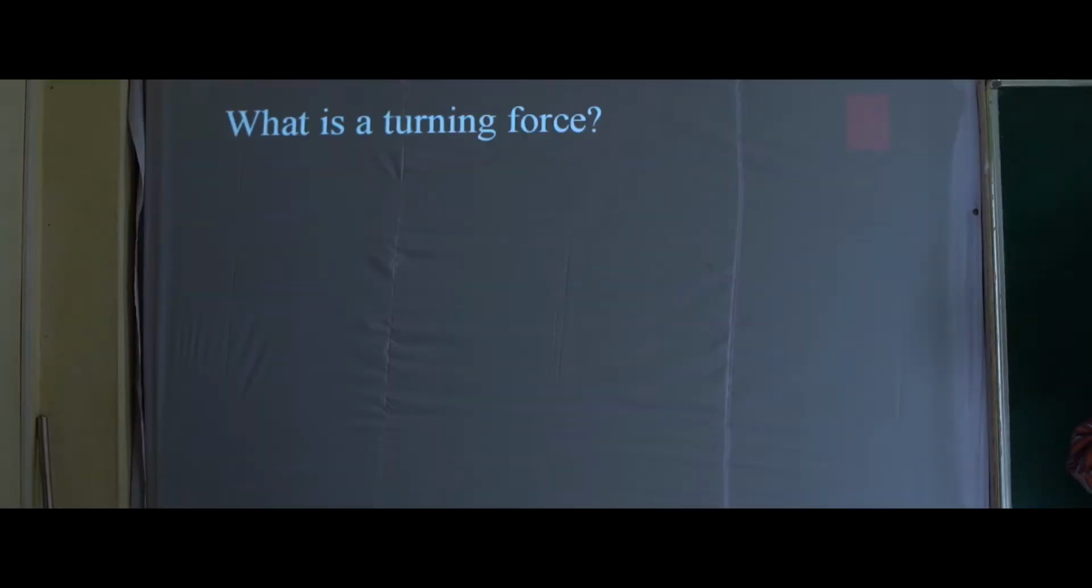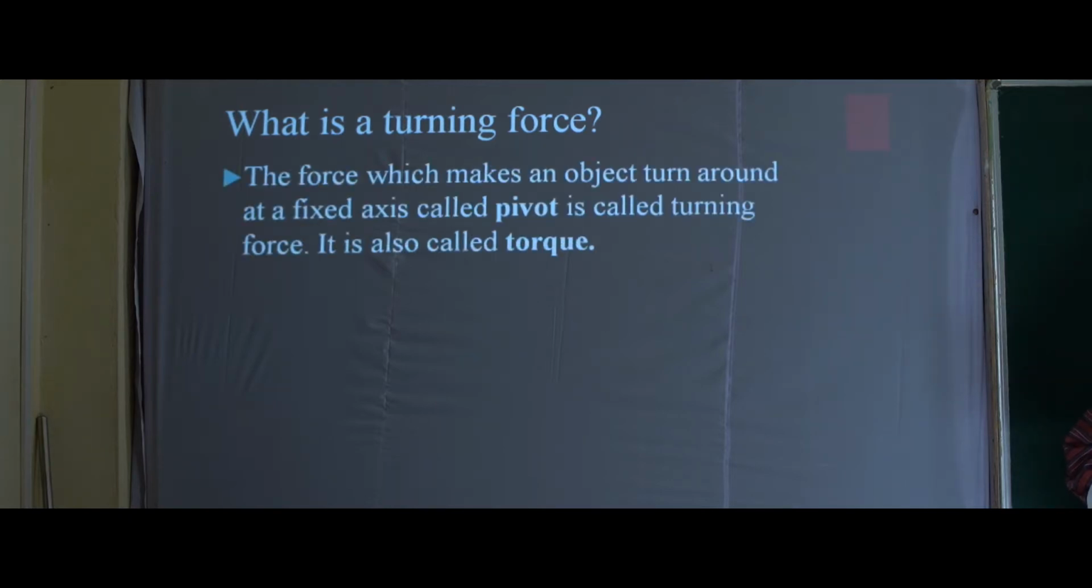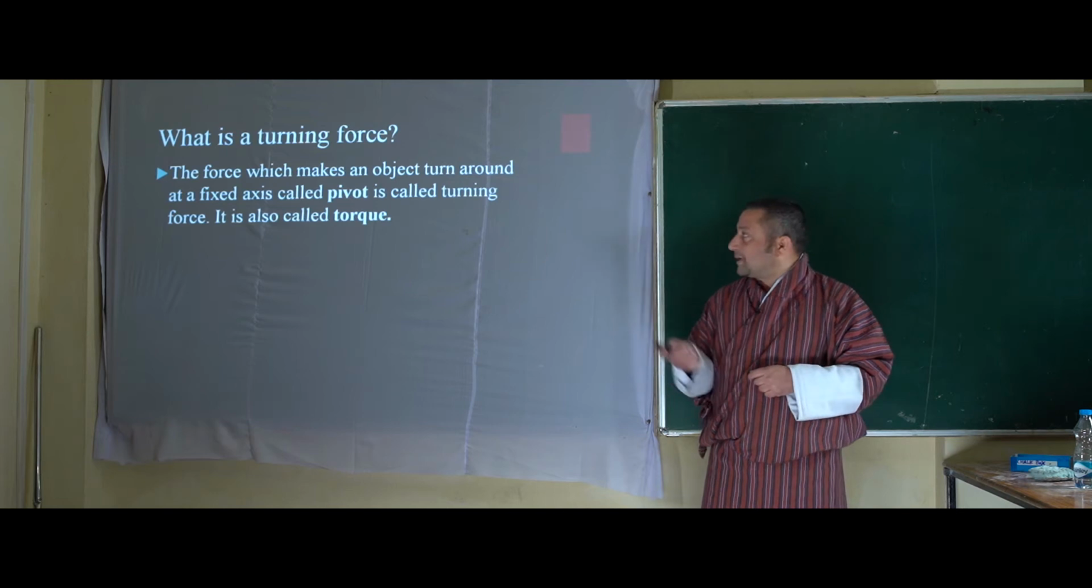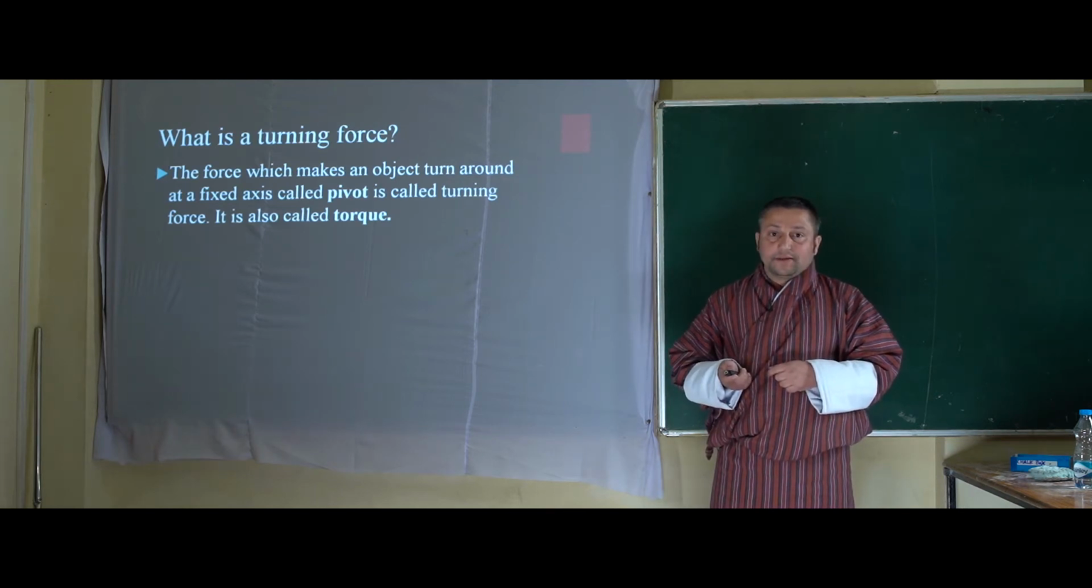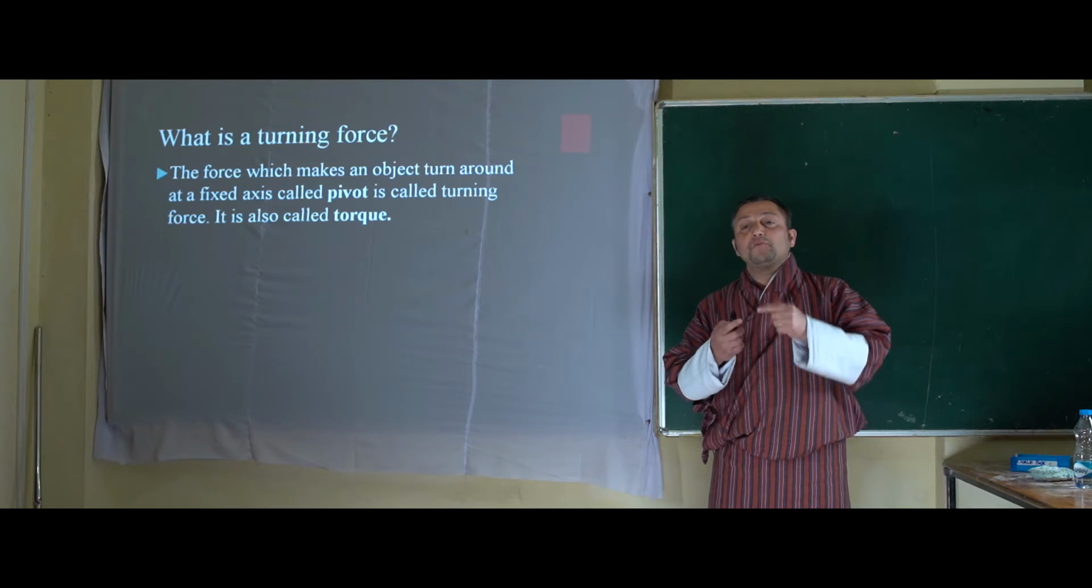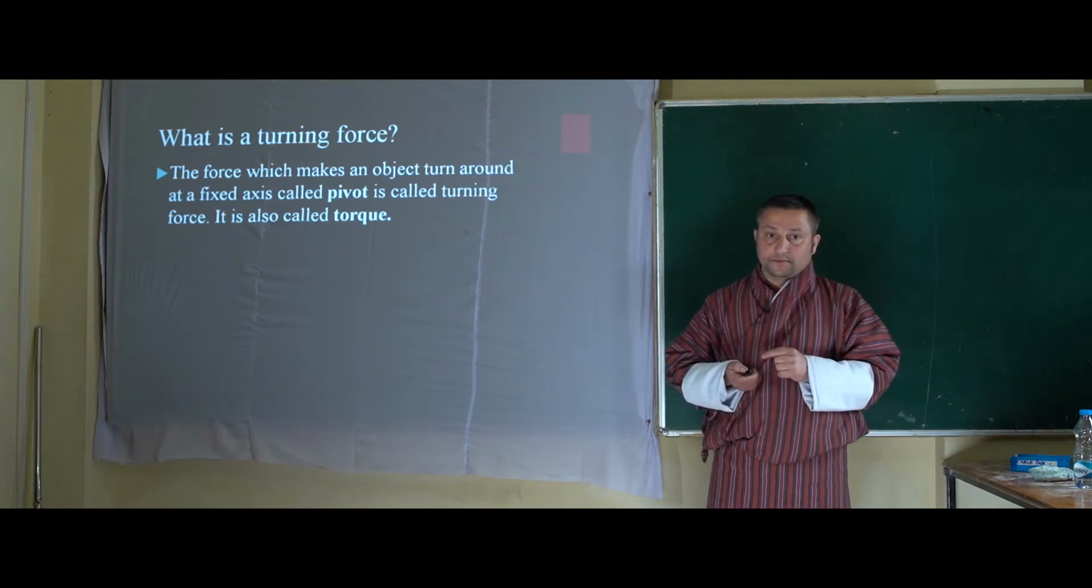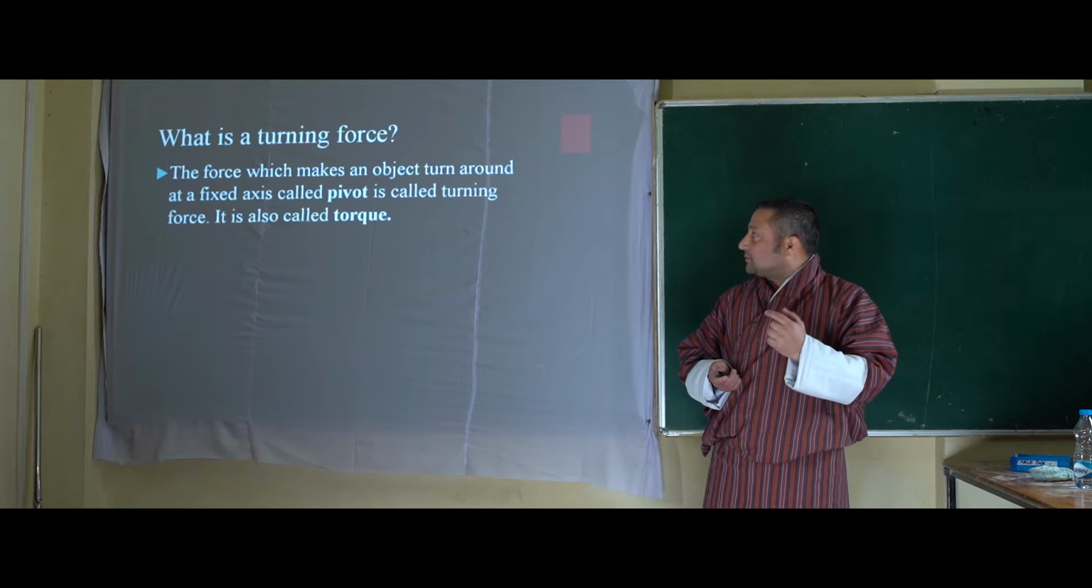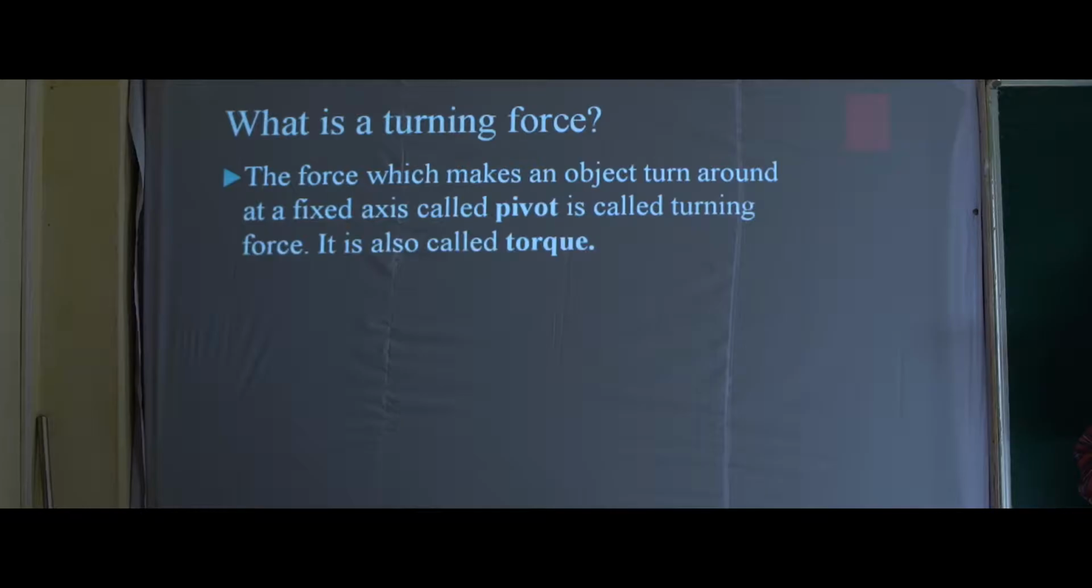But today we are going to go slightly deeper, and then we will be finding about the turning force. So here it goes. The force which makes an object turn around at a fixed axis called pivot is called turning force. It is also called torque. I hope this is quite clear. The force which makes an object move about a fixed point called the pivot. And the other word for turning force here is torque.